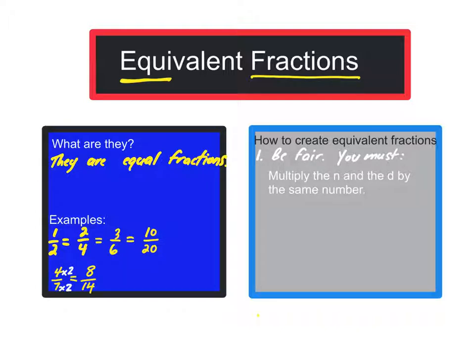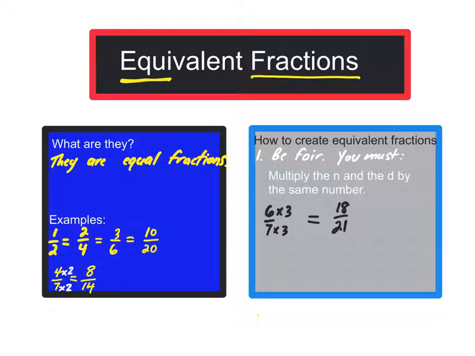So when you're taking a fraction such as 6/7, and you change the top by multiplying by 3, you must be fair. You must do the exact same thing to the bottom number. This will then equal our equivalent fraction, which is 18 over 21.